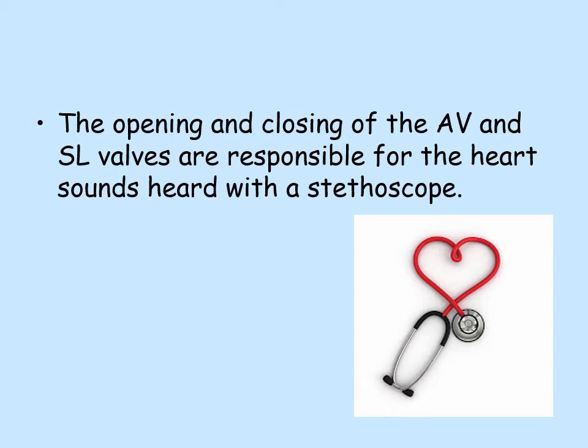So the AV valves are called atrioventricular valves, and they're found between the atria and the ventricles. And then you've got the SL valves, which are the semilunar valves, and they're found just before the entrance of the aorta and just before the entrance of the pulmonary artery.